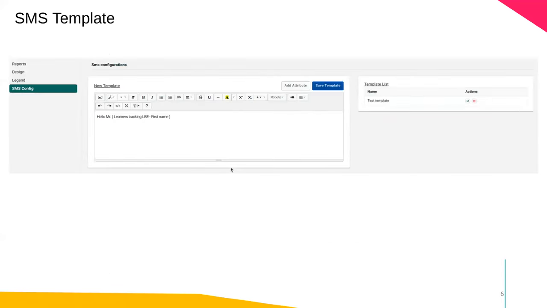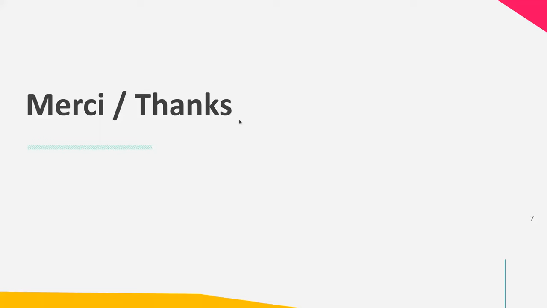Let us continue. There it is also where you will create your SMS template, because if you want to send a message to a student, you need to send something. So there you can configure your message to send. In your message, you can decide to insert some attributes, so the app will make an interpretation before sending the SMS to the student. So that is a little bit of a presentation.